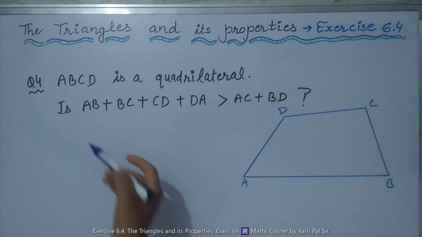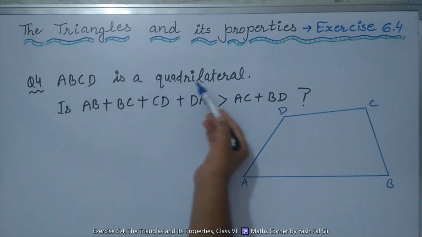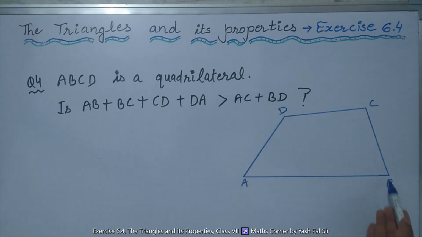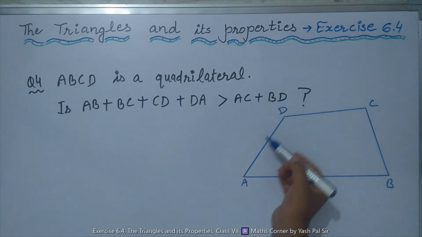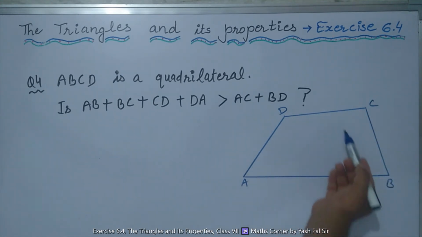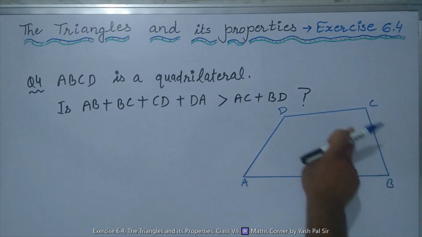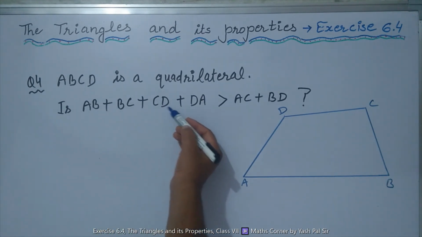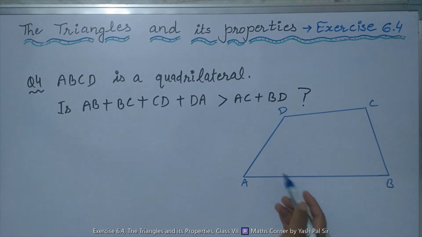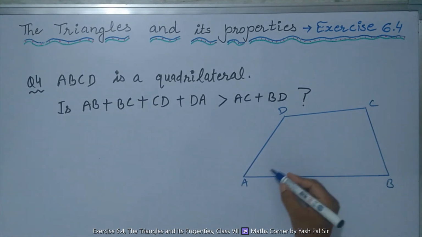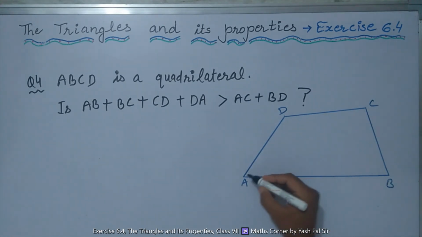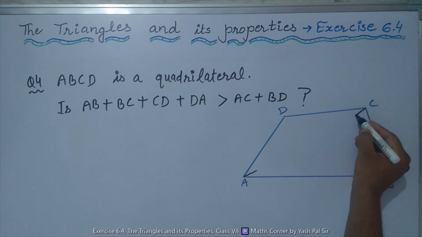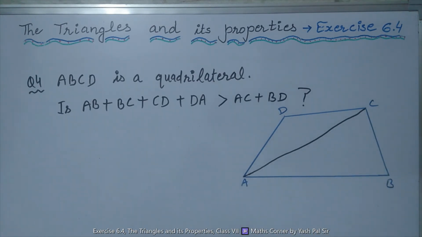Question number 4 is: ABCD is a quadrilateral. Quadrilateral means any closed diagram made of 4 line segments. Now what is the question? Is AB plus BC plus CD plus DA greater than AC plus BD? So where is AC? AC is joining this and these two sides.